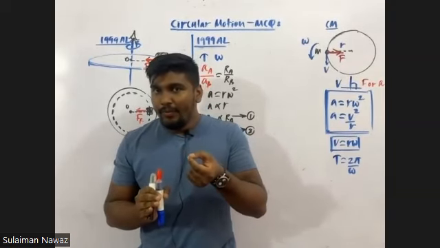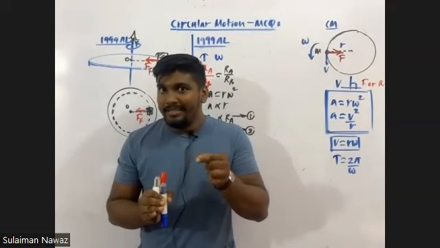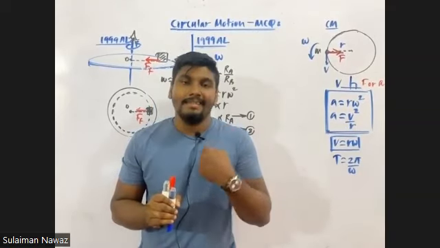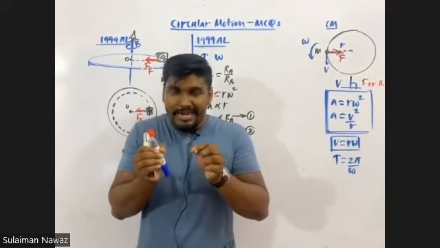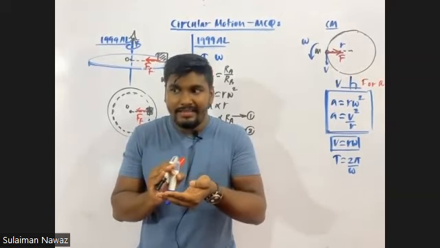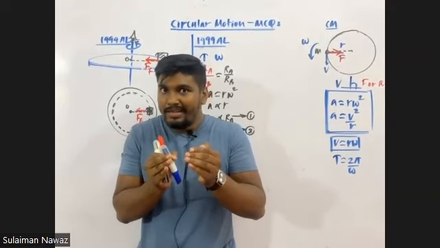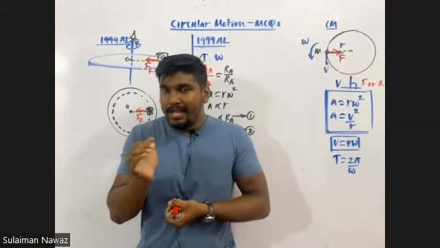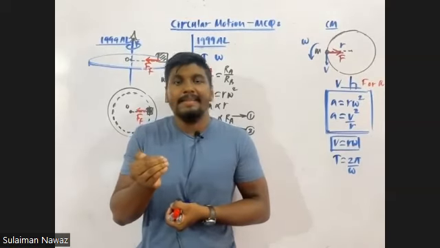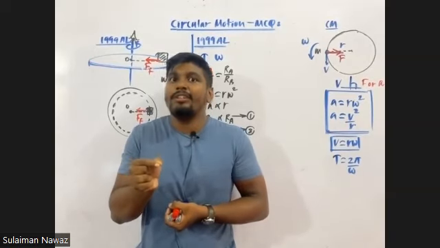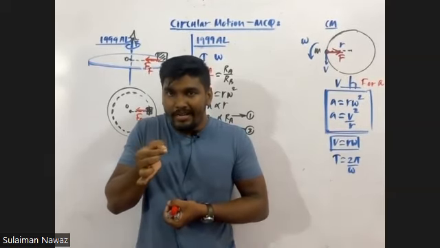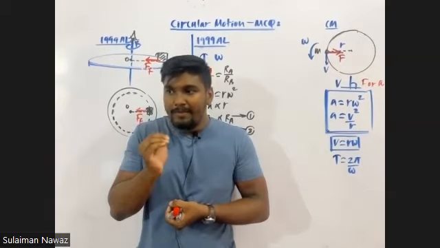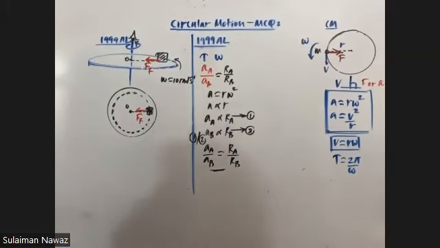Now I need an answer from you. What will happen if the angular velocity of the object increases, while the radius is constant and the object is moving in a circular motion under the same radius? If the angular velocity of that object increases, in order to maintain the circular motion, what should happen? Reply.